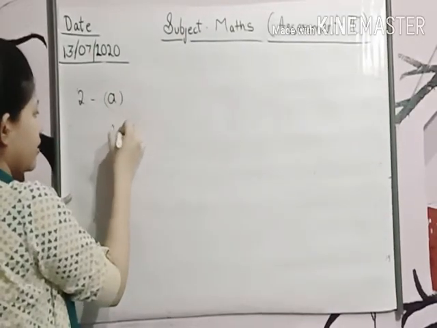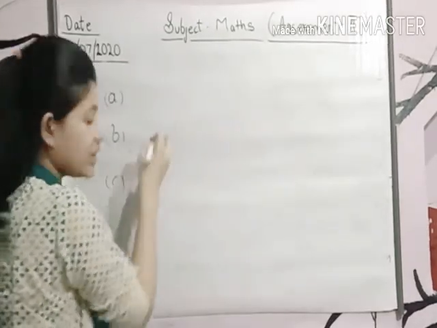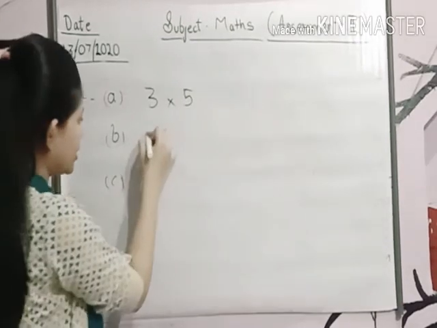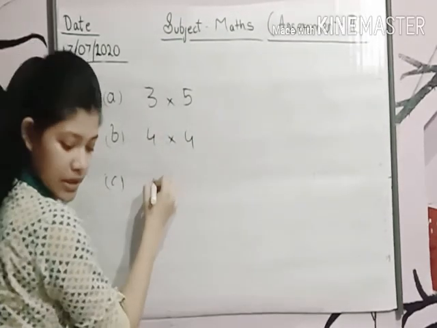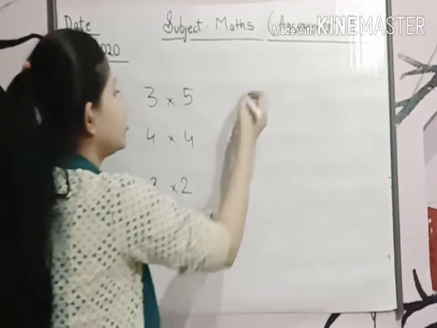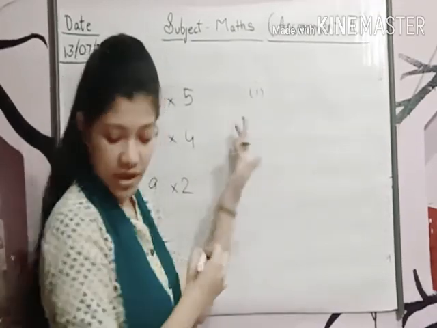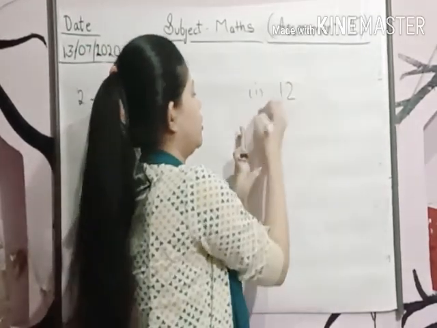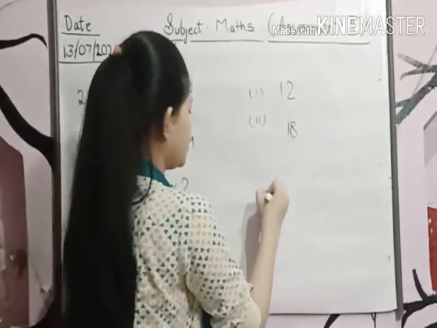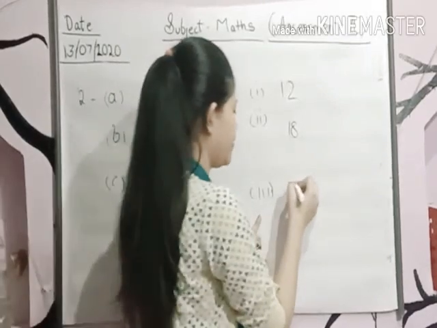A, B, C. Okay. Then 3 into 5, 4 into 4, 9 into 2. Clear? And the next column is given over here. That is like this: 1, that is 12. 2, that is 18. 3, that is 50. Yes.